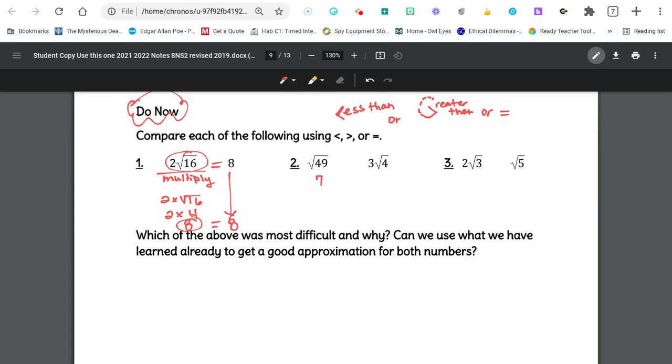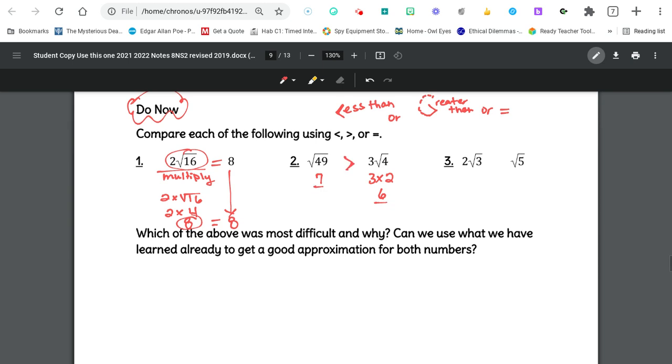All right, the square root of 49 is 7, but here it's going to be 3 times the square root of 4, which is 2, which is 6, and 7 is greater than 6. This one is 2 times the square root of 3 compared to the square root of 5.